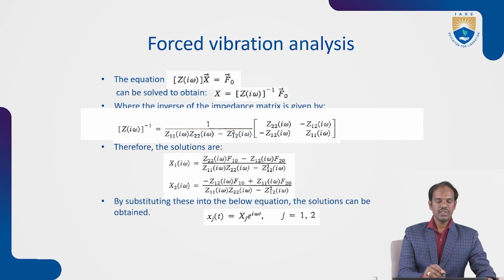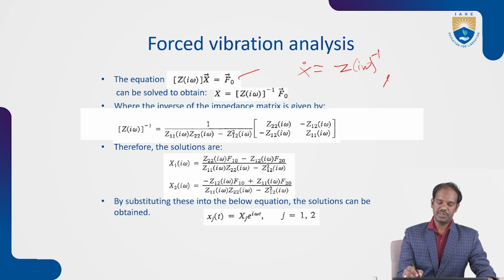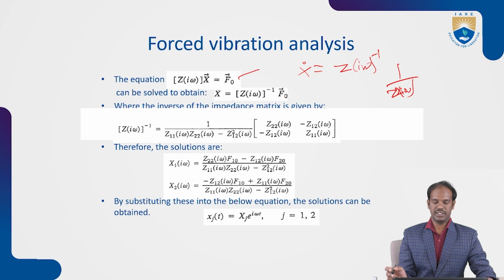Now the equation Z of i omega times x equals the forces, which can be solved easily. We can write x as the inverse of Z of i omega times the forces, where Z of i omega is taken into these particular forces. The inverse of this impedance matrix is given by 1 over all these things.